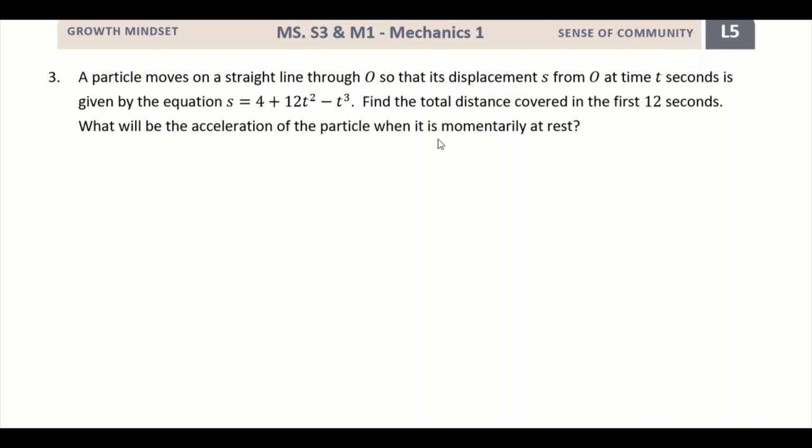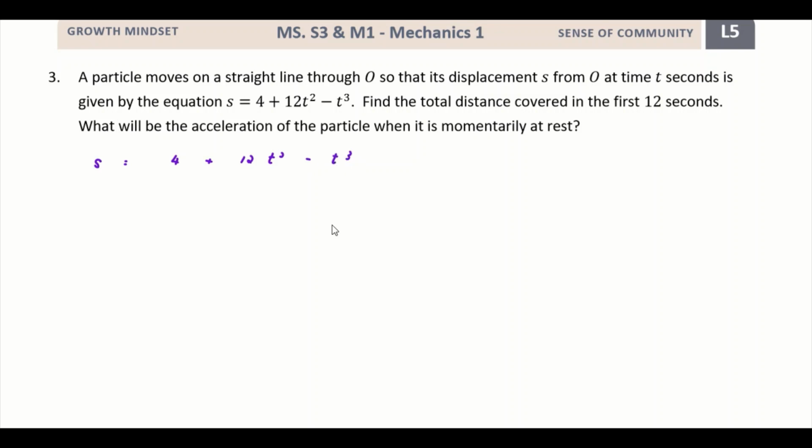Yeah, so for this case, you can try to find out what your s is when t equals 0. Okay, so let's find the first one first. We need to find the turning point of this particle first. So s is equal to 4 plus 12t squared minus t cubed.